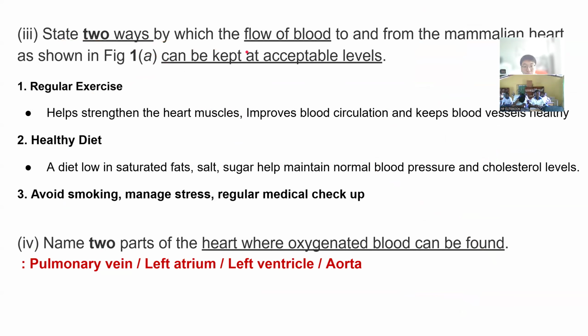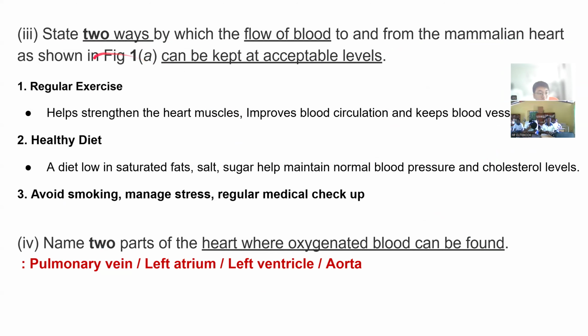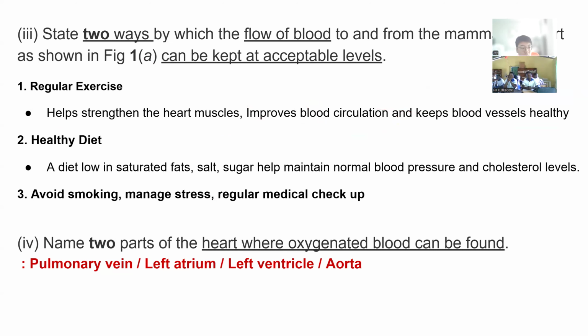State two ways by which the flow of blood to and from the mammalian heart, as shown in figure 1a, can be kept at acceptable levels. So the flow of blood can be kept at acceptable levels by regular exercise. If we exercise regularly, it helps strengthen the heart muscles, and it also improves blood circulation and keeps the blood vessels healthy.